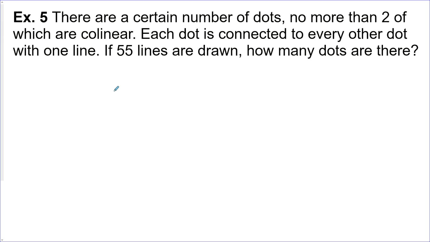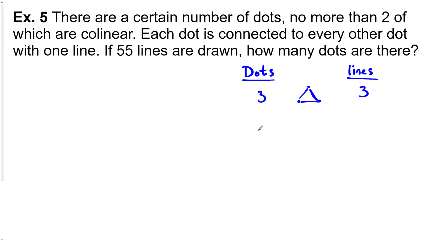There are a certain number of dots, no more than 2 of which are collinear. Each dot is connected to every other dot with only 1 line. If 55 lines are drawn, how many dots are there? So let's start off by drawing some simple examples and then seeing if we can observe a pattern. So if we have 3 dots, then they might be arranged something like this. And there is 1, 2, 3 ways to draw lines that connect those 3 dots.